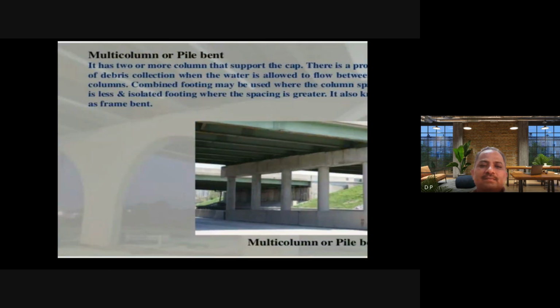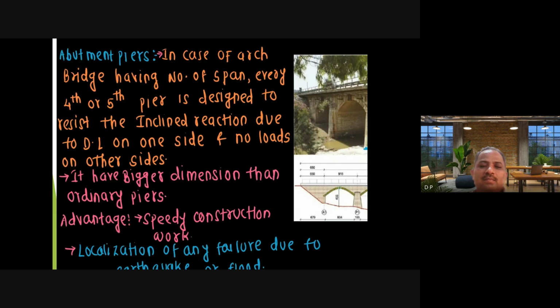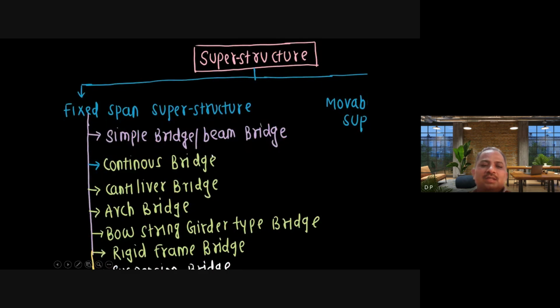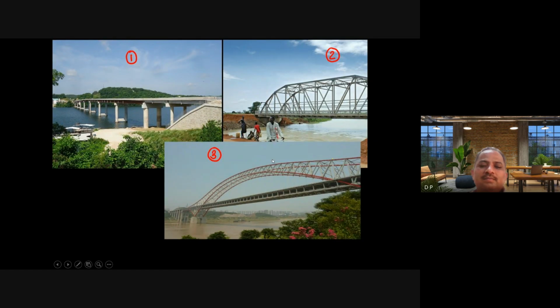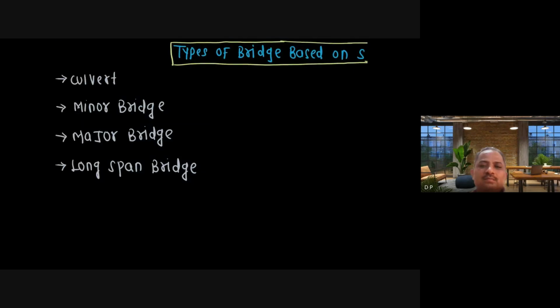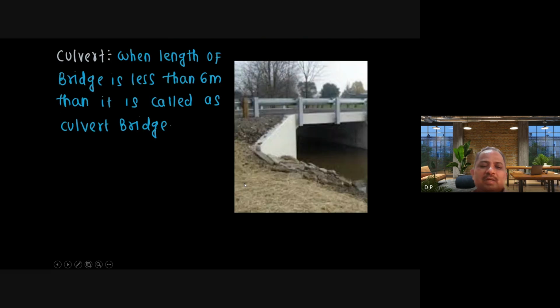Piles, superstructure. Trusses are also used in many places. Railway bridges are many times in the form of trusses, steel bridges. Types: culvert, minor bridge, major bridge, long span bridge.